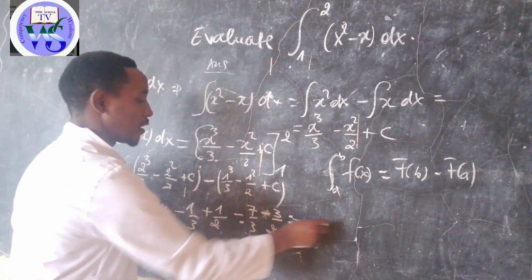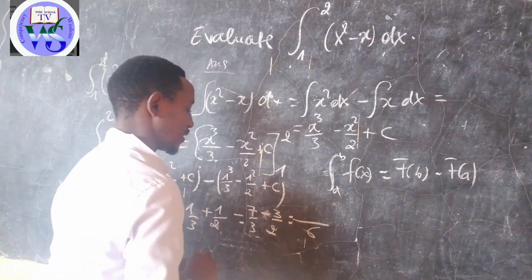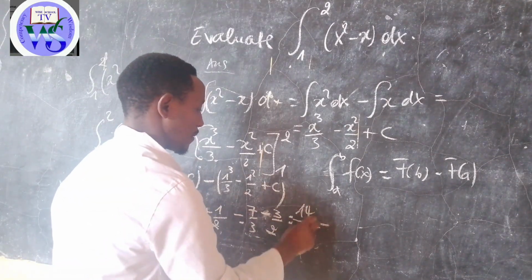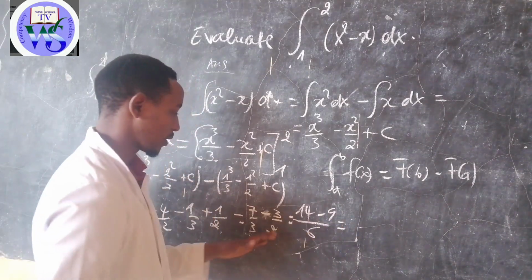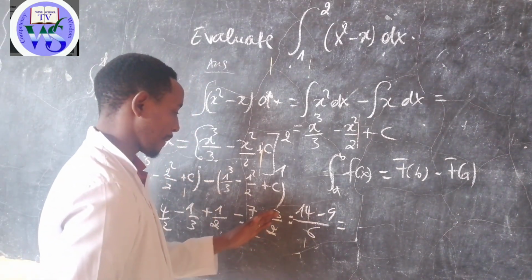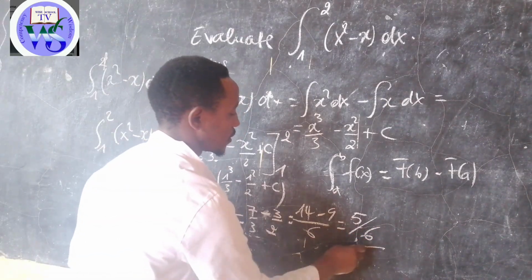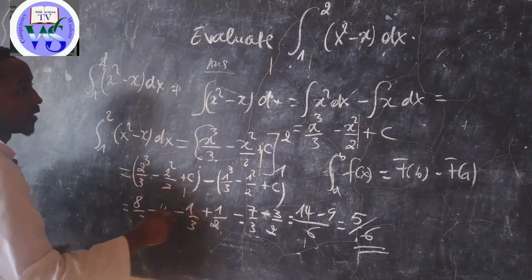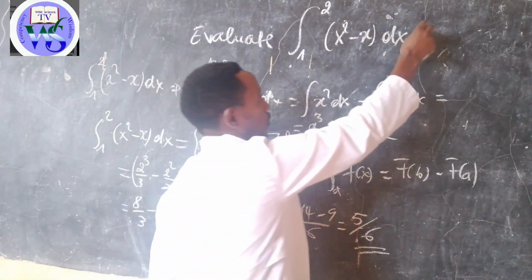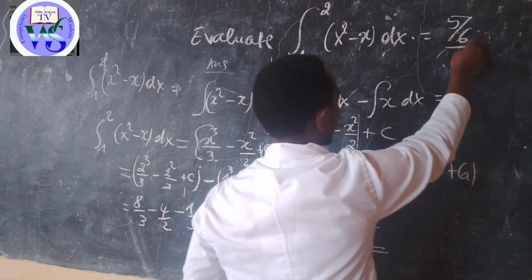When you take a common denominator, we get 6. Here it is 14 minus 9. So this is what? This is equal to 5 over 6. So this is the answer to our equation. It means that the integral of that is equal to 5 over 6.